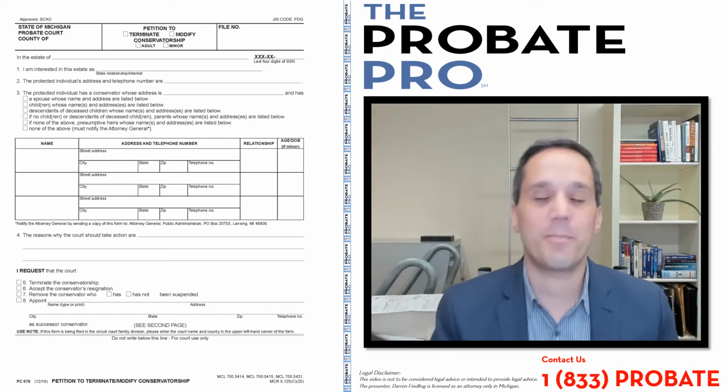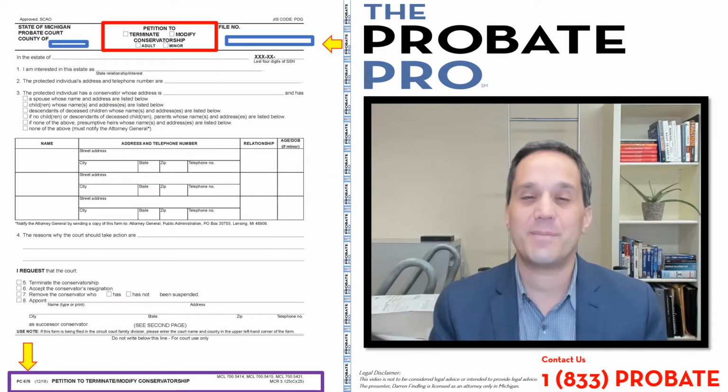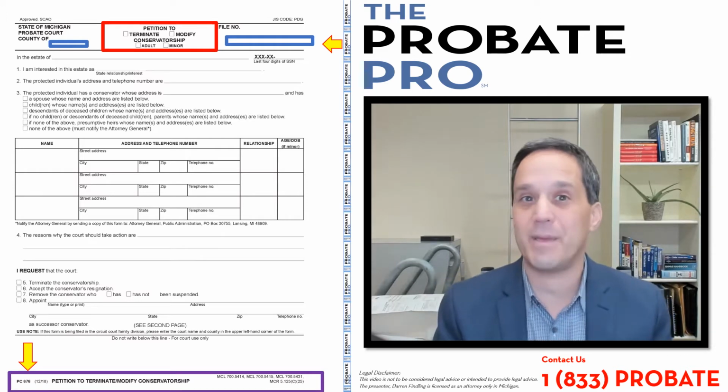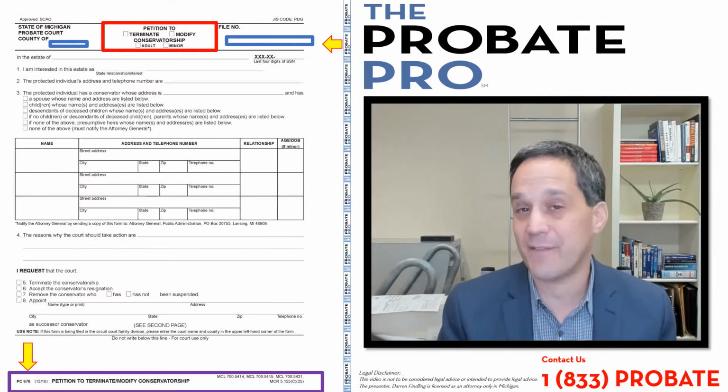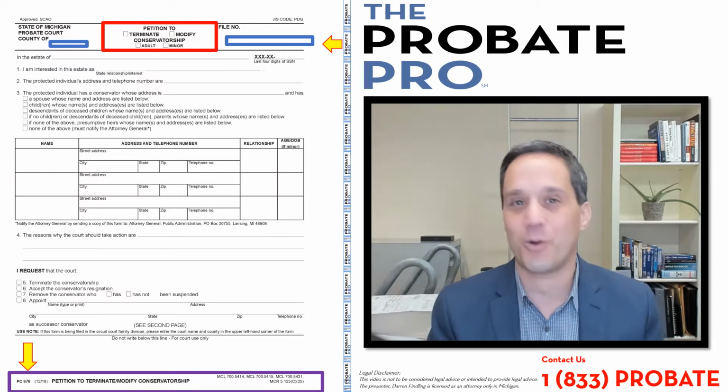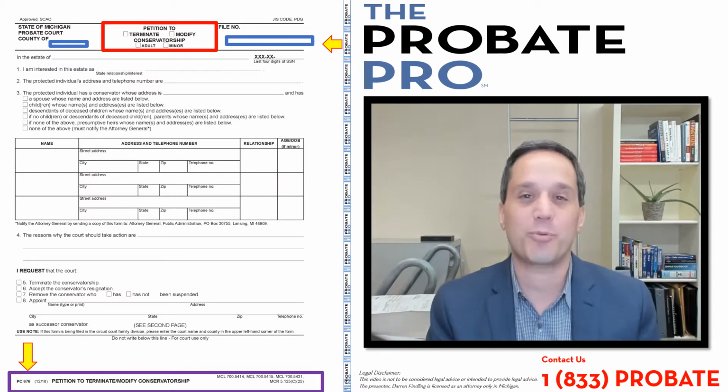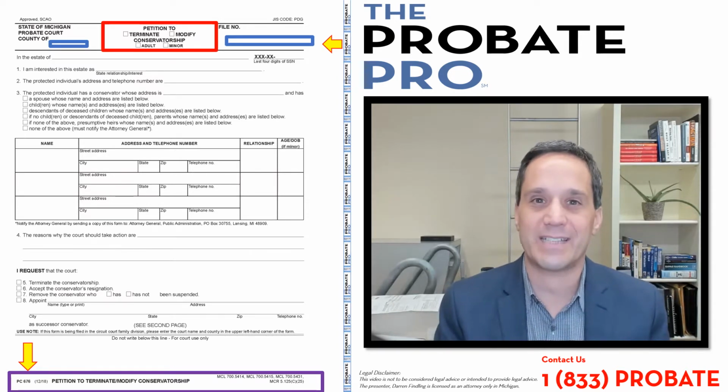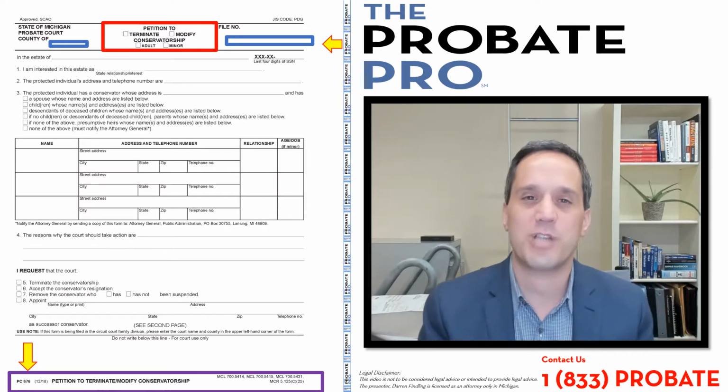It's time to terminate or modify the conservatorship. Hi, I'm Darren Findling of the Probate Pro, and we're going to examine SCAO Form PC 676, SCAO for State Court Administrative Order, PC for Probate Court, Form 676. We'd be happy to give you this form. If you contact our office, we'll give it to you free of charge.